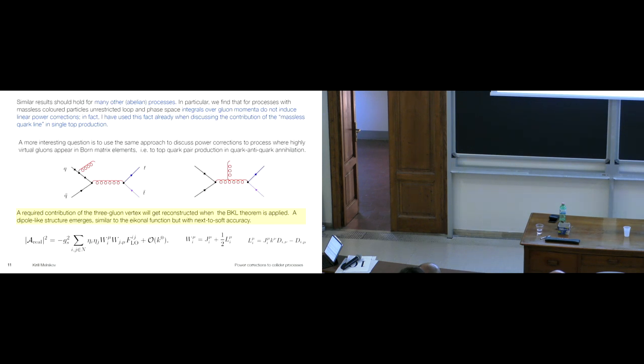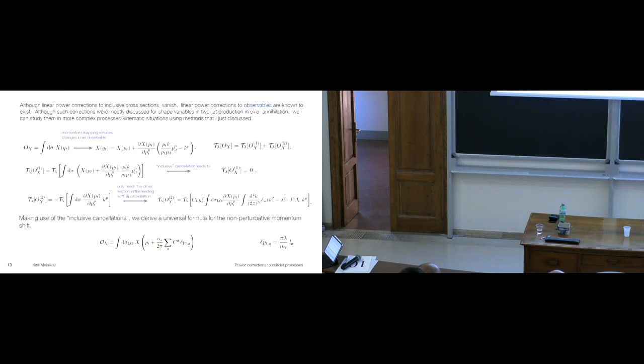It doesn't need to happen like this, but you can choose your momentum redefinitions, your momentum mapping, in such a way that these cancellations happen within individual color dipoles. Now, this was a discussion about total cross sections. And we see that it appears that there are no linear power corrections to relatively complicated processes, not as complicated as multi-jet production, but nevertheless to something that is actually pretty real.